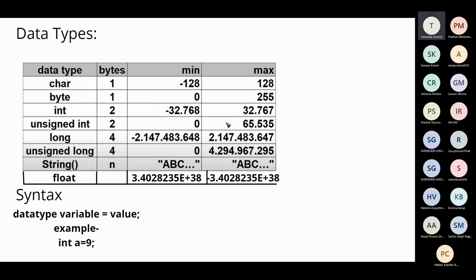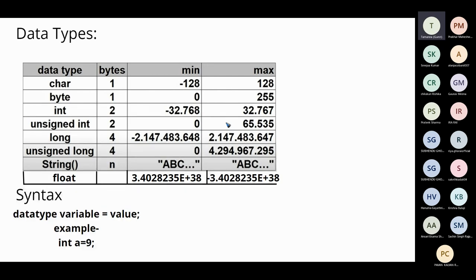It will store values between 0 to 65,535. Then there's long. It takes up more space. That's why we can store a larger range of numbers as compared to int or unsigned int. Then there's unsigned long, which is the same as long, but we can't store negative values. Its range is between 0 to 429.